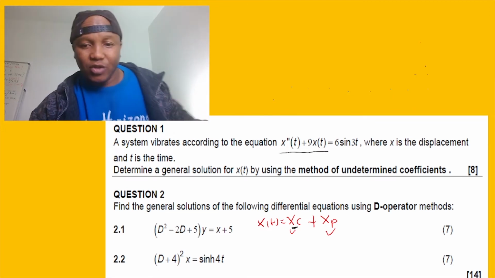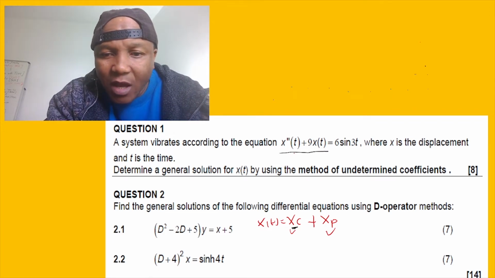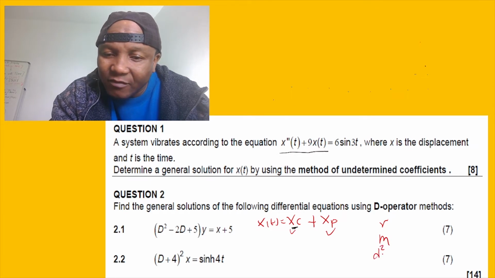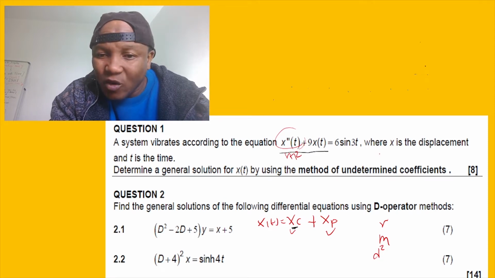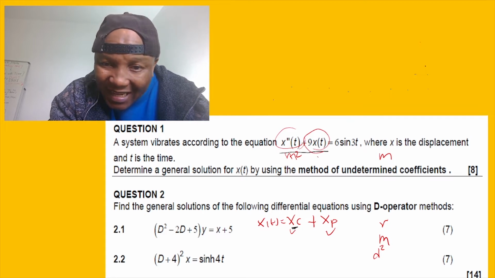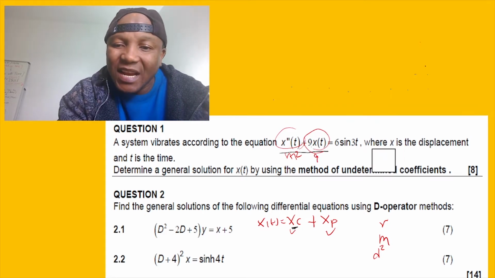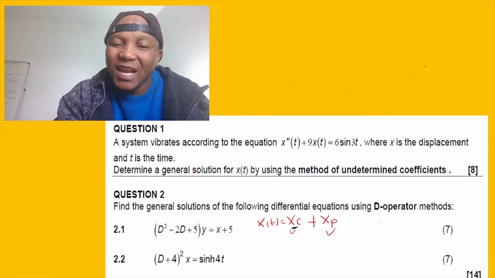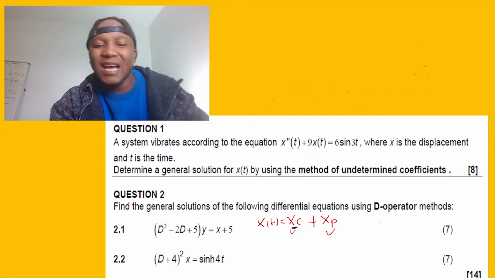Okay, so you can use letter R to get the auxiliary solution, or you can use letter M. For the second derivative, like here, it's going to be m squared. If it's the first derivative, it's just m. But if there's no derivative, like this, then you just use that number, which is here, 9.